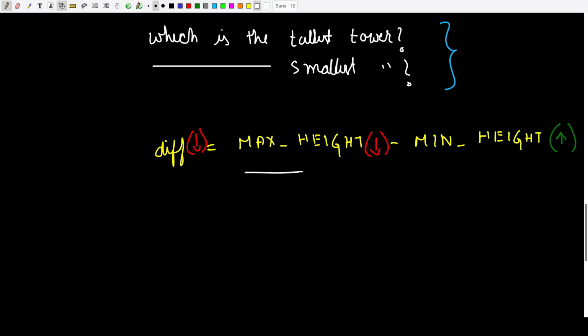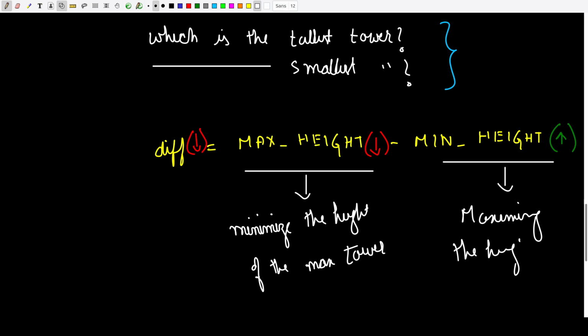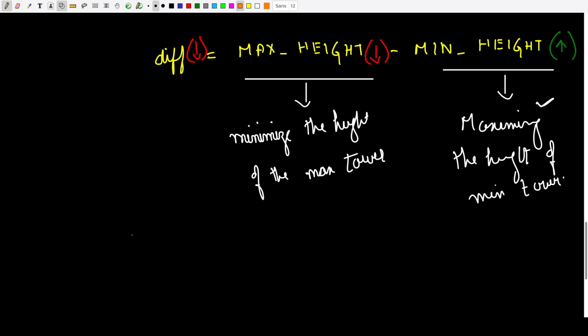So in a sense, what we are trying to achieve is we want to minimize the height of the maximum tower and we want to maximize the height of the minimum tower. So the minimum height will be given by max of min of A, since A is the tower with the minimum height, comma C minus K.